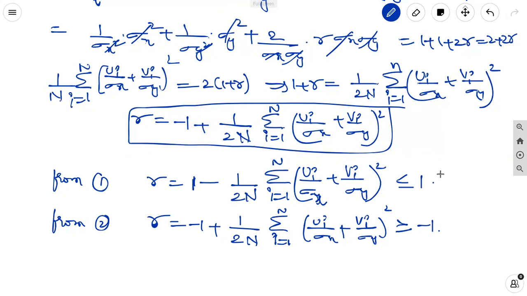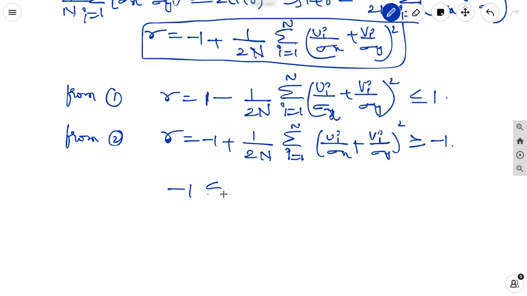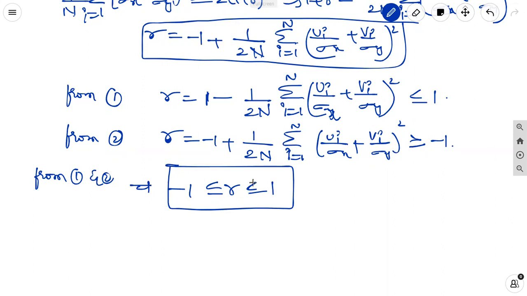So from these two, we can write minus 1 is less than or equal to small r is less than or equal to 1. From 1 and 2, we are getting minus 1 is less than or equal to small r is less than or equal to 1. Why? Because minus 1 plus some small positive value gives a value that is greater than minus 1. Minus 1 is greater than minus 2, because on a number line, minus 2 comes before minus 1, so the smaller value is the greater when comparing negatives. From that relation, we get minus 1 is less than or equal to r is less than or equal to 1. This is also very important.